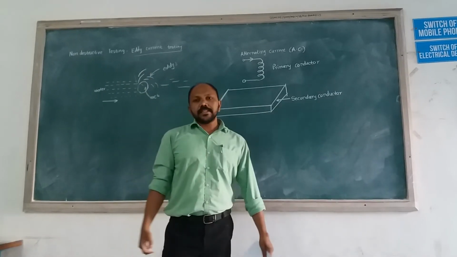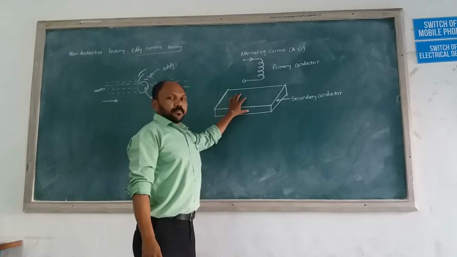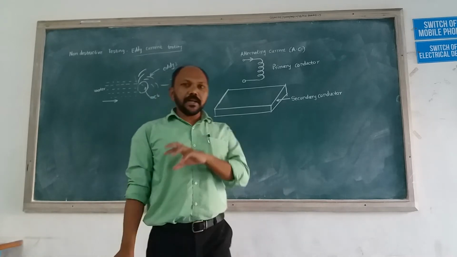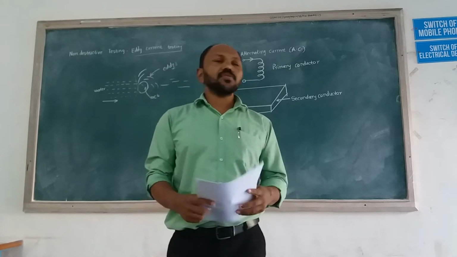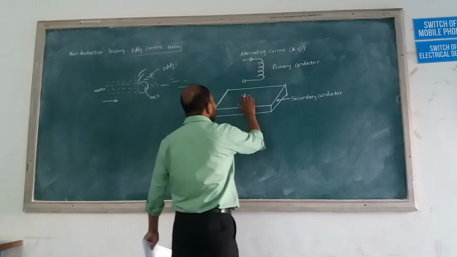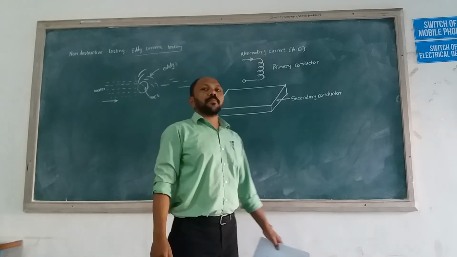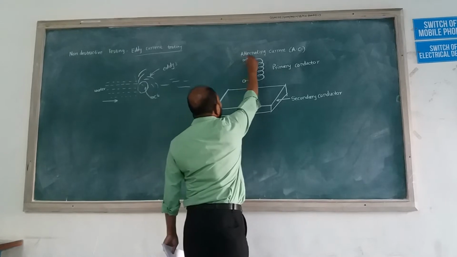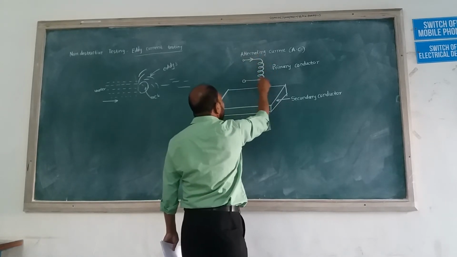Now consider one example. This is actually a piece of metal. We know that metal also acts as a conductor. And consider this type of circuit. This is the primary conductor. Okay, this wire is connected, this is a coil.